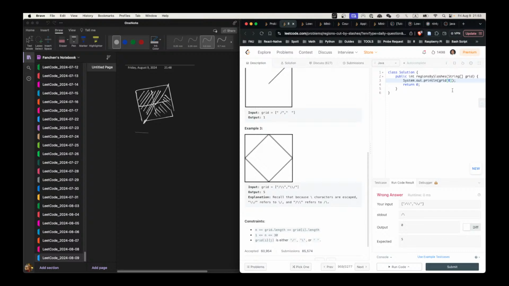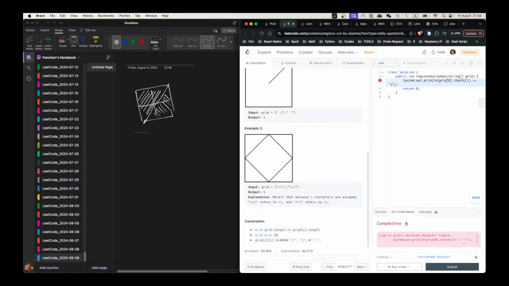Okay, so I have these. I just want to verify. Is that true? Need to escape it. Okay, so it doesn't matter. All right, so we have a bunch of these. Then we need to figure out how many regions.